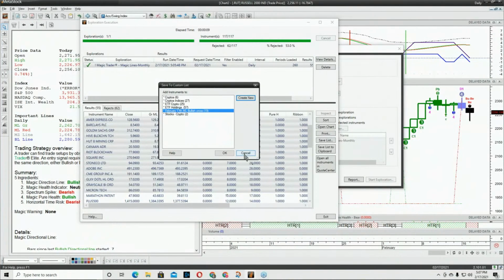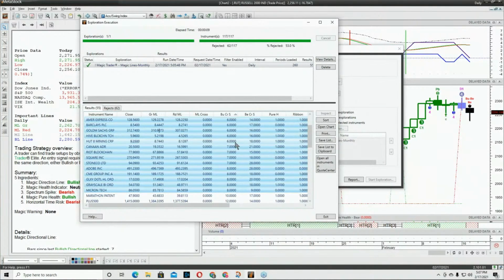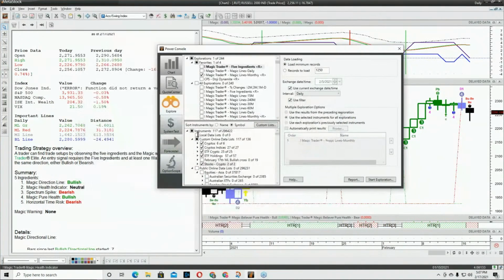But I've already saved this off, so I wanted to show you how to do it. Now I'm just going to scan those. I know that these, within the last 8 days or so, have gone bullish with their magic lines in a monthly direction. And now I want to see what the 5 ingredients look like. So instead of scanning all of the custom lists, I'm just going to select the February 17th bullish cross list, and then start the scan right there.